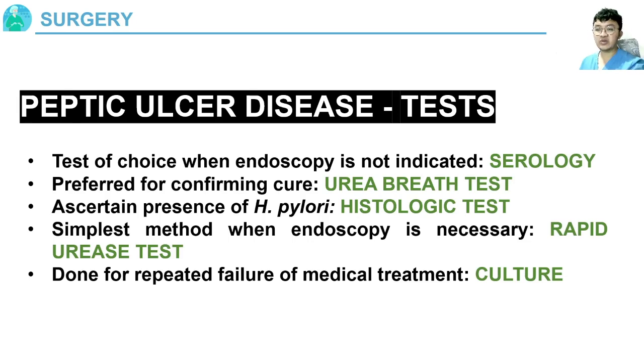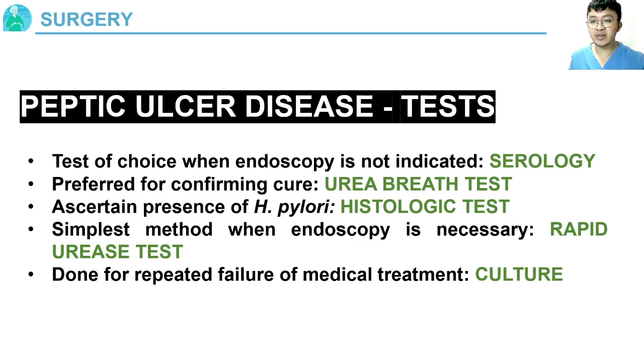Now for the tests of peptic ulcer disease, test of choice when endoscopy is not indicated, you can do serology, which is a less invasive test. For confirming cure, you can give the patient a urea breath test to identify the presence of H. pylori, and you want to confirm that this H. pylori is causing the peptic ulcer disease. You can take tissue samples after endoscopy for a histologic test. However, when endoscopy is necessary, the simplest method to identify H. pylori short of doing tissue biopsy is by subjecting the tissue to a urease test.